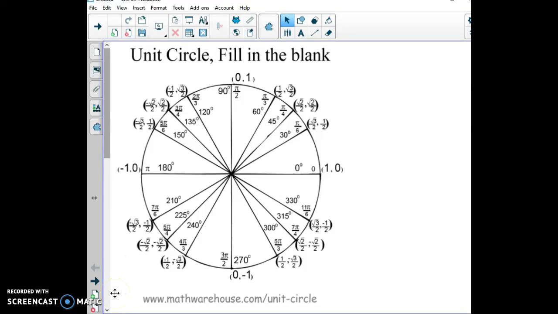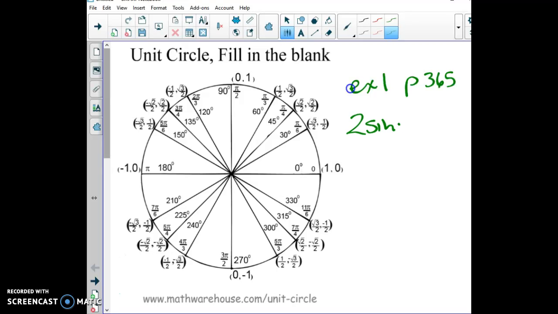Here we go with lesson 5.3, solving trig equations. Now instead of verifying identities, we're going to solve equations. And if you'll look with me, example 1, we're on page 365, we are going to solve 2 sine x minus 1 is equal to 0.